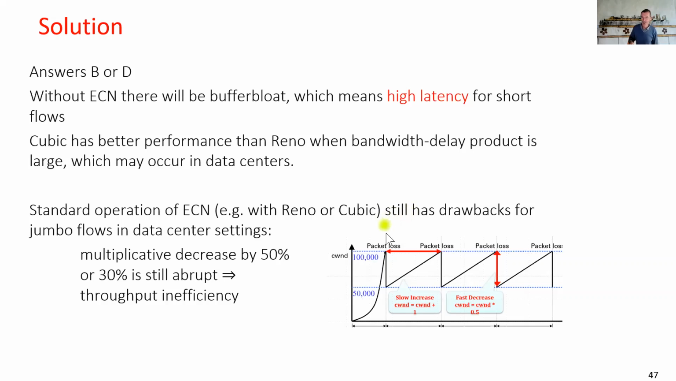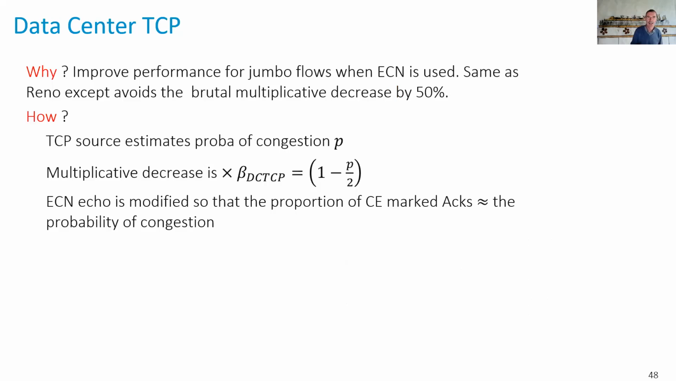When we have negative feedback, instead of simply doing this abrupt decrease, which is 50% if we use Reno, we would like to do something smoother. This is exactly what data center TCP is about. So data center TCP takes all the same elements of standard TCP. So if the standard is Reno, it's exactly the same as Reno.